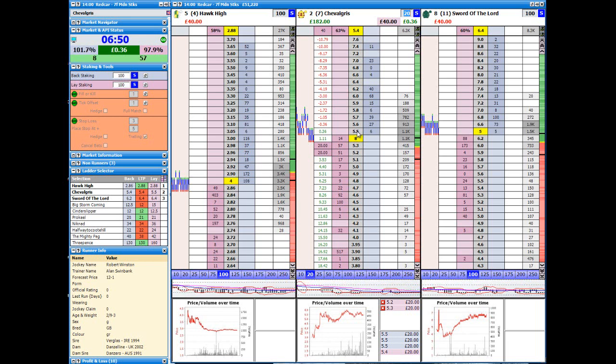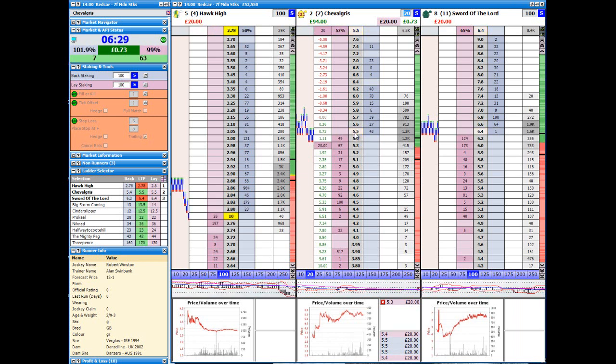And I've just tried a slightly different approach. Instead of backing in one lump sum, I actually split the £20 stakes 3 times at 5.5, 5.5, 5.5. No, sorry, I backed it for 60, and I put in my lay bets at 5.4, 5.3, and 5.2. I moved one of them up.